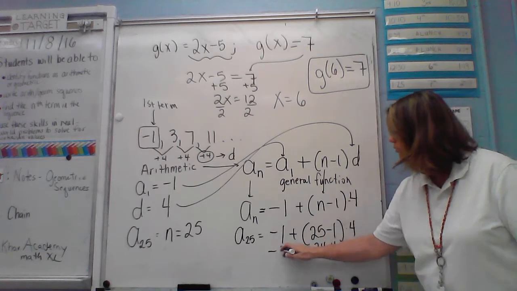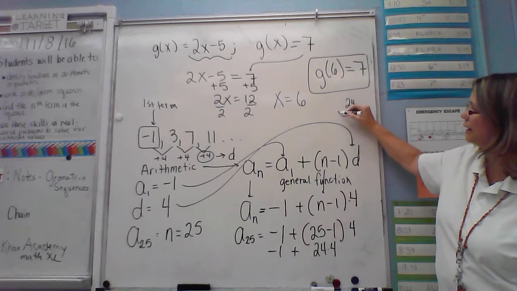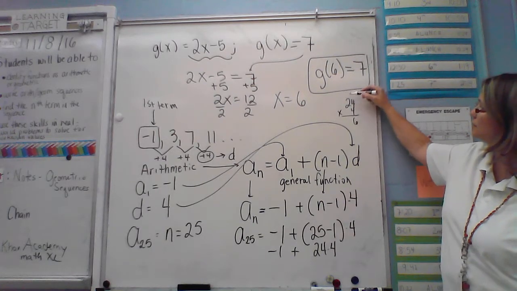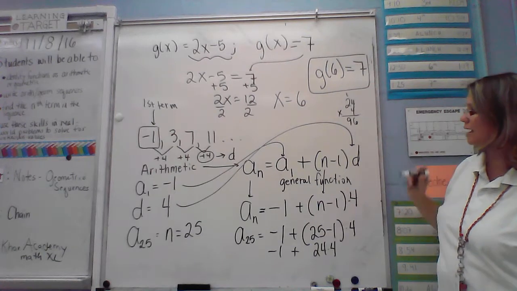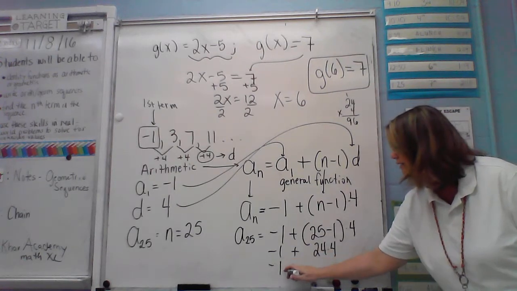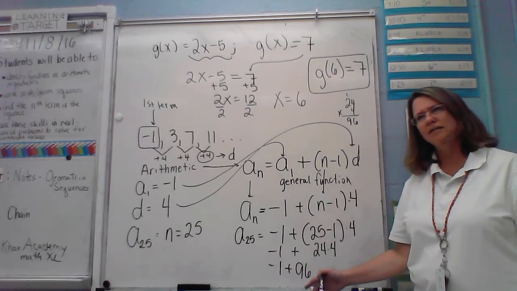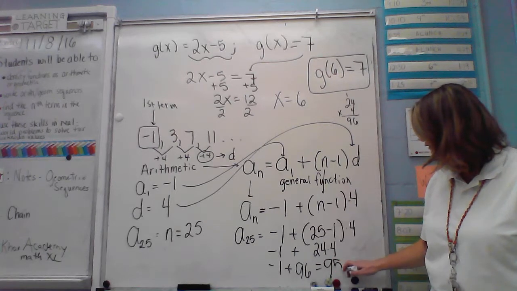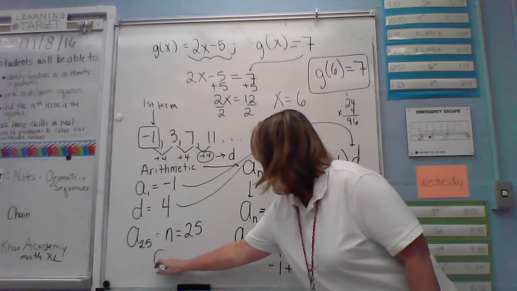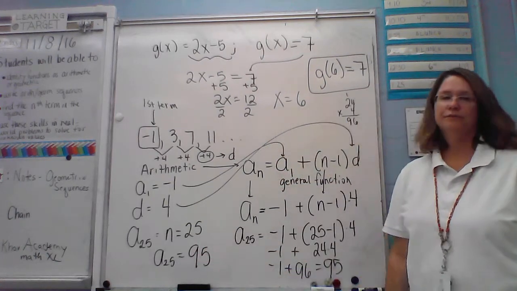We are now going to multiply 24 times 4, so let me cheat a little and come up here and do that by hand. 4 times 4 is 16, carry the 1. 4 times 2 is 8, plus that extra 1 is 96. So I have a -1 plus 96. And if it's negative and positive, they subtract. My answer is going to be a positive 95. So your 25th term is a positive 95.